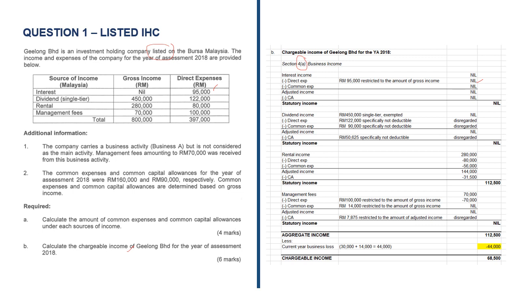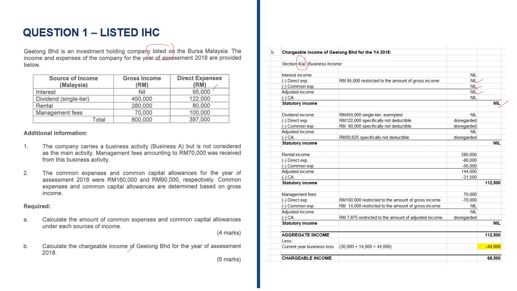Still remember, previous slide kita dah apportionkan common expenses yang belong to business interest income, 0. So kita akan tolak nil juga. Then we arrive at adjusted income for interest, nil, minus CA. CA that we apportion to interest is also 0. So nil juga. Last kali, we come to the statutory income for interest. Dia punya answer is nil. So, baru siap satu untuk interest income.